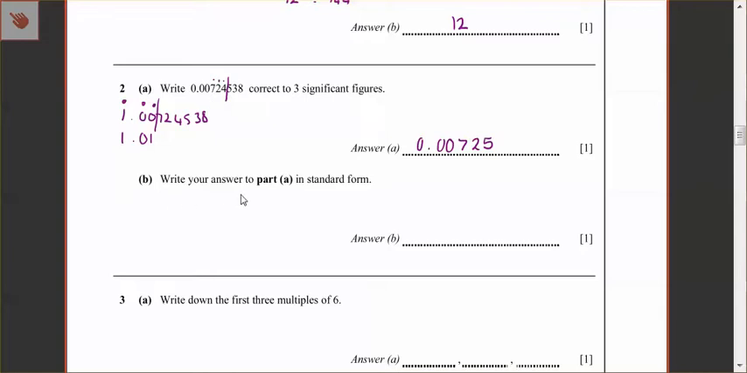Now, write your answer to part A in standard form. Be careful that you don't go back to this first number. I think quite a lot of people remembered it's got to be 7.25. And we multiply it by 10 to the power of? It gets minus, so we've got to move the decimal point 1, 2, 3 spaces. So it's minus 3. It's like dividing it by 10 3 times.